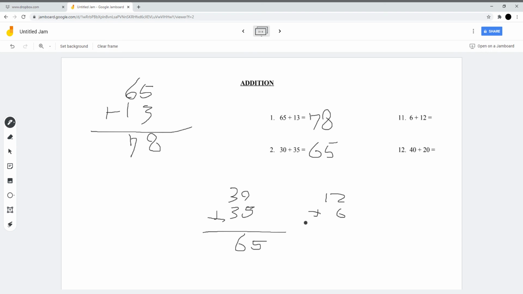12 plus 6. 2 plus 6 is 8. And just write 1. The answer is 18. 40 plus 20. 4 plus 2 is 6. So the answer is 60.